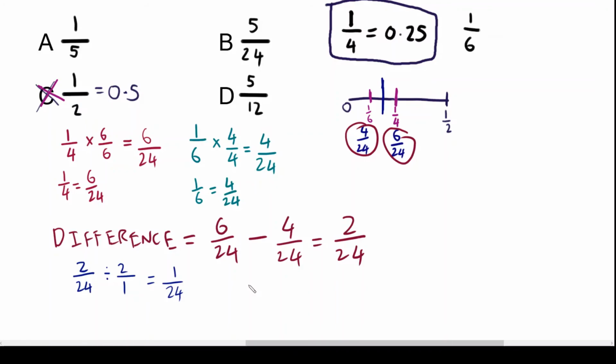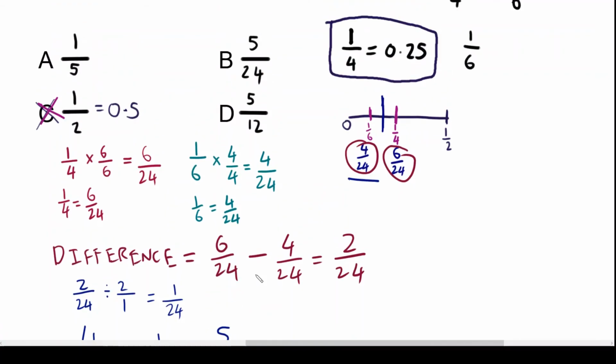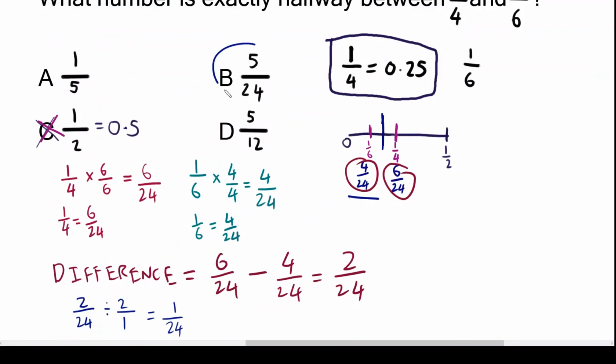Okay, and now I'm going to go 4 over 24, which is my lower number here. To that number I'm going to add on half my difference, which gives me 5 over 24. So my answer is B, 5 over 24.